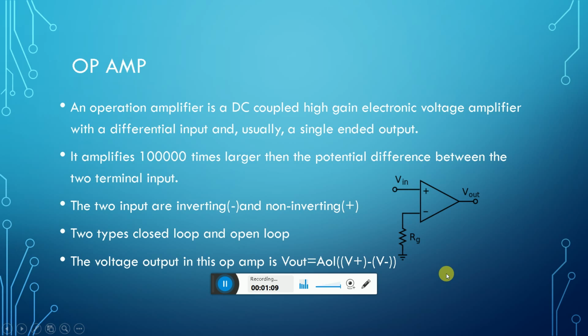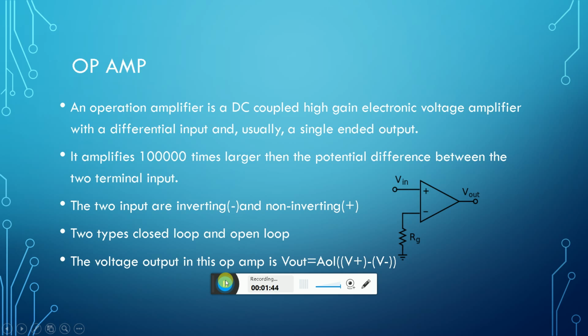ideal operational amplifier. It contains two inputs. One is non-inverting, that is connected to the positive side, and the inverting terminal, that is connected to the negative side. And it contains only a single output, that is V out. And this op amp has the potential to transform the given input signal to 1 million times greater than the given input signal.